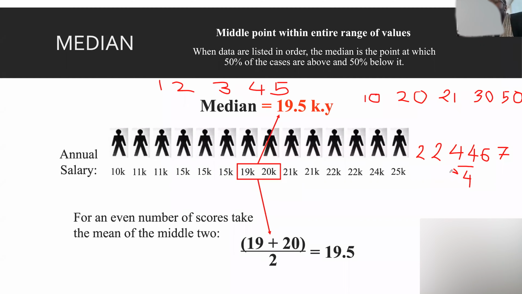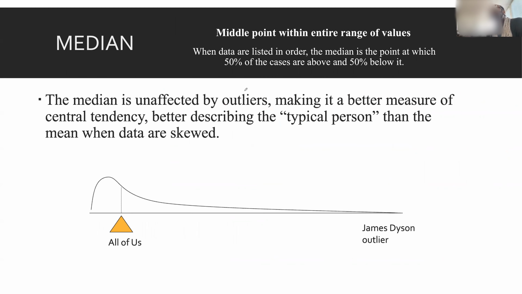Okay. So the median is unaffected by the outliers because, of course, we're rearranging in order and picking the middle number. So it gives us the centeredness, making it a better measure of centeredness or central tendency. Of course, it better describes the typical person. So typically a person is right here in the middle, above the middle value, or below it.